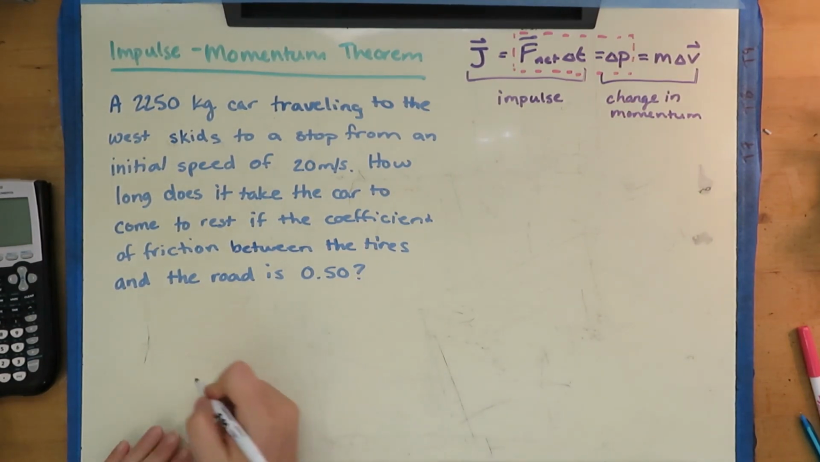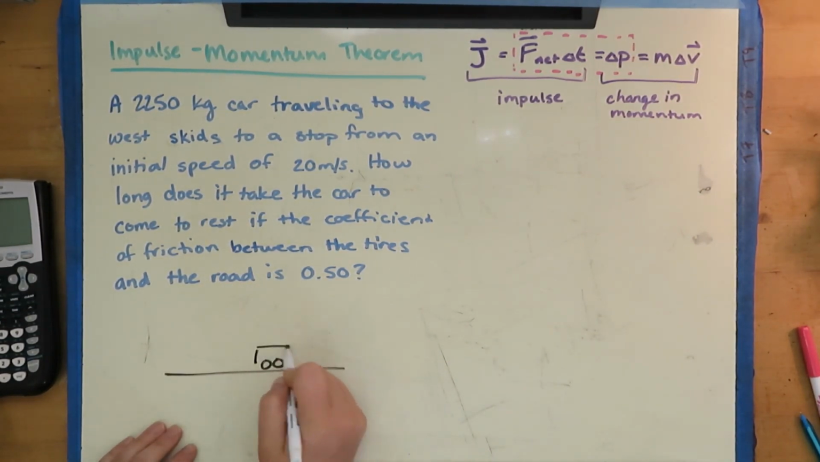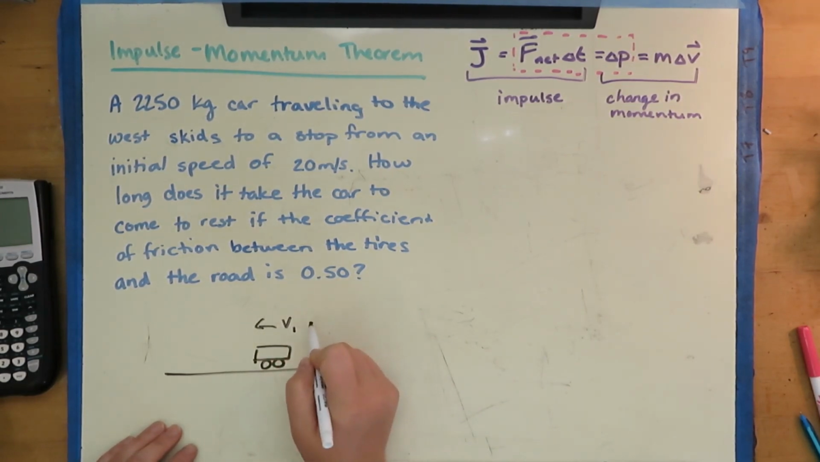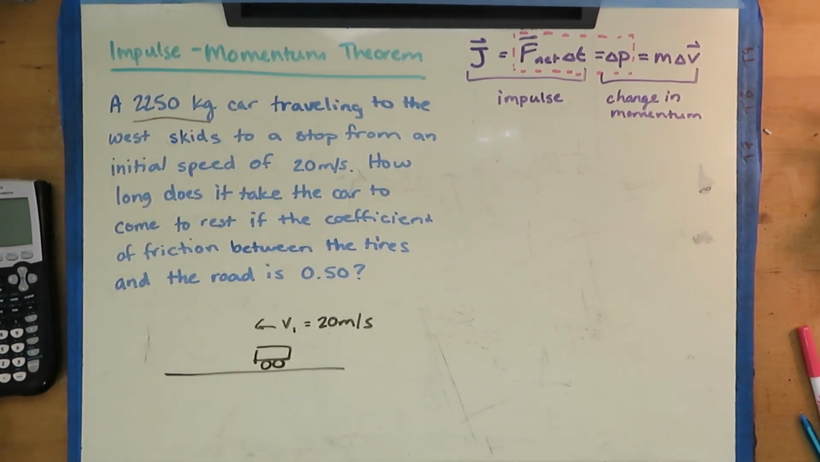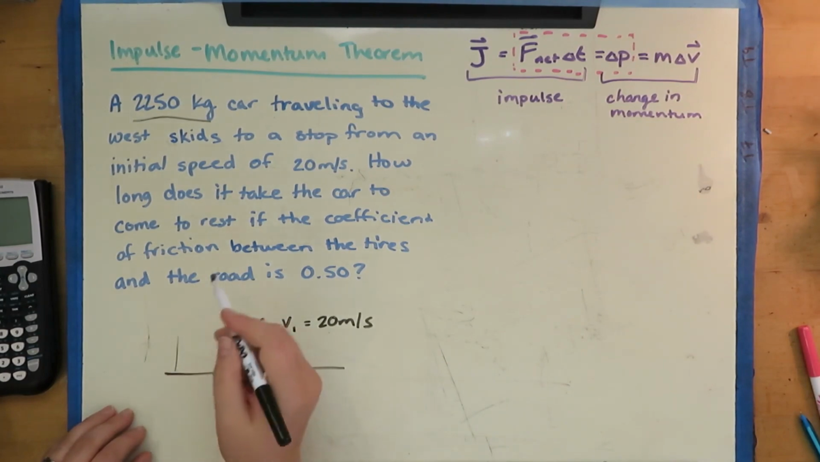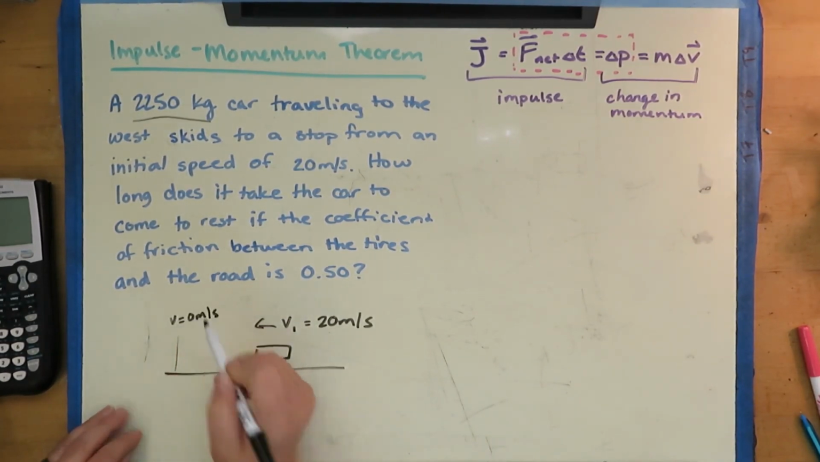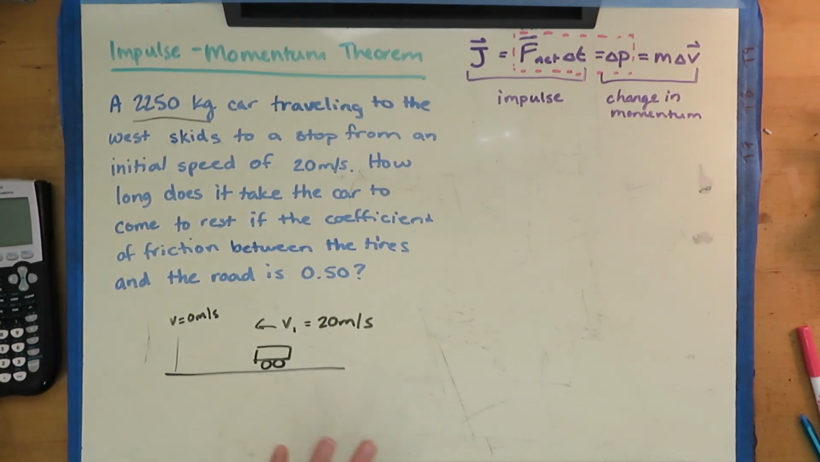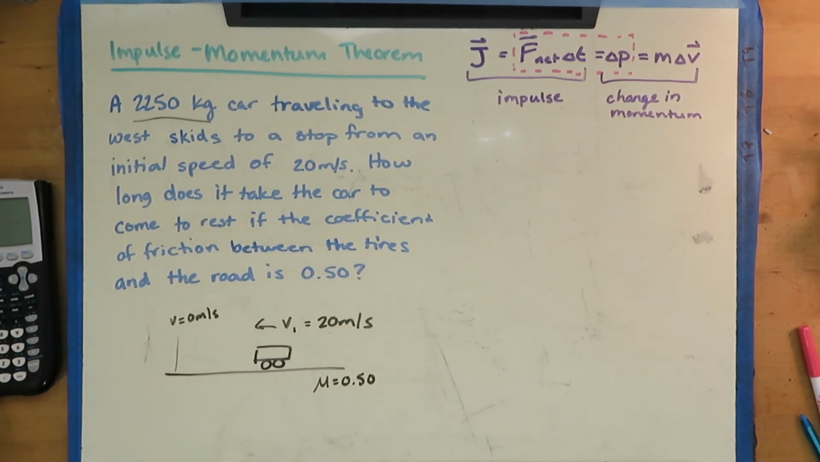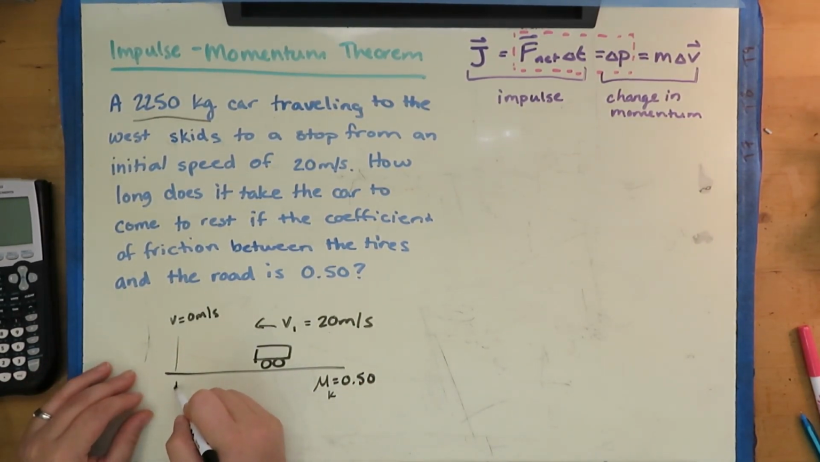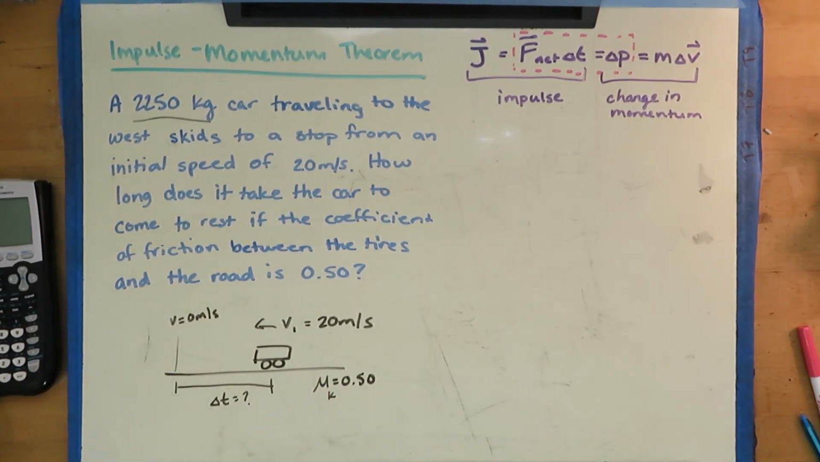So looking at this, we have a car that is traveling west, starting off at 20 meters per second. We know the mass of the car, and it is going to skid so that at some point later in time it is at rest. This is kind of like the problem with the car hitting the pole, except this time it is friction that is causing the stop. We have a coefficient of friction which is 0.50. Because it's skidding, that's a sliding friction, so we can assume that it is a kinetic friction force and that it is constant. And then we are looking for the time it takes for it to come to a stop.